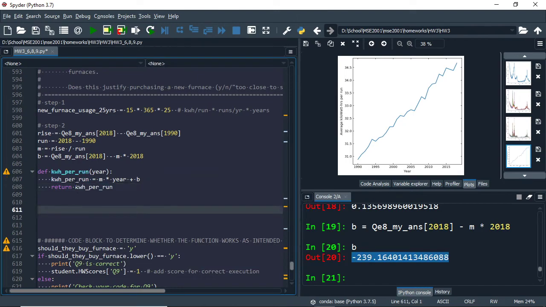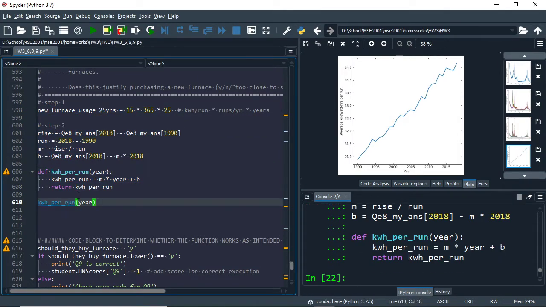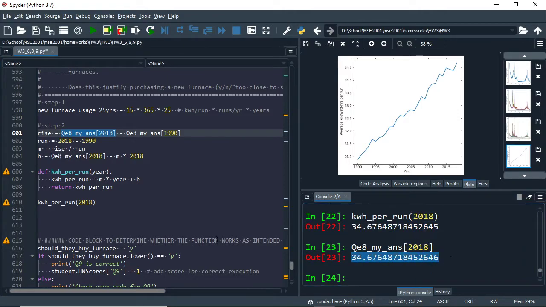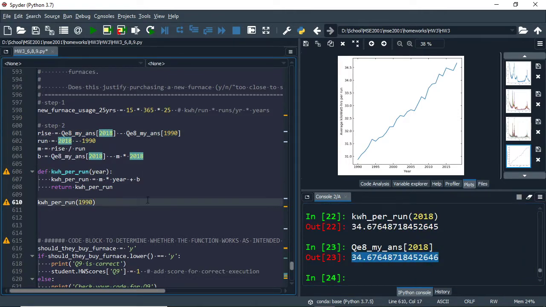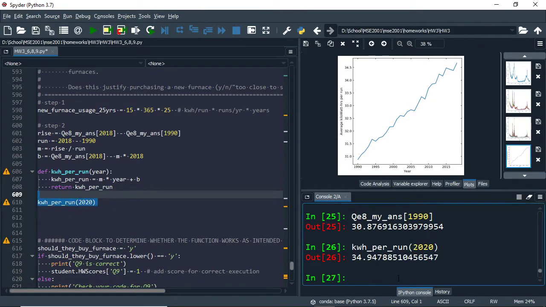So now as a sanity check, after I define all of this, I'm going to check this at 2018 and see if it matches the actual answer at 2018. I'll do the same thing for 2019 and see if that matches. Then let's just go up to like 2020. Sorry, 1990. Let's go up to 2020.